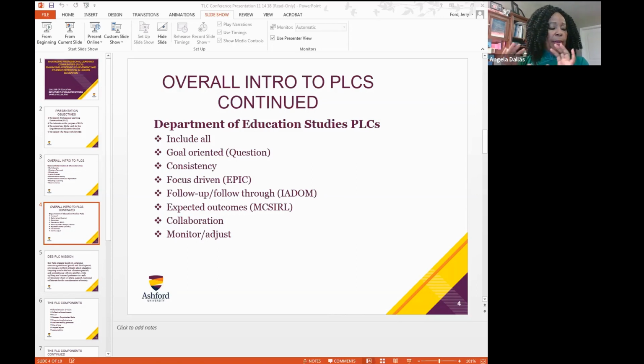Our PLCs are constantly evolving. They're always purpose-driven. They're informative and compelling as well. We constantly have our follow-up and follow-through. And the acronym there is IADOM. Every participant on our team, full-time and associate faculty, participate in our PLCs. And we all believe that it all depends on me. We work collaboratively, but we all have an individual stake in what we do to see the outcomes that we're expecting. And we expect those outcomes.